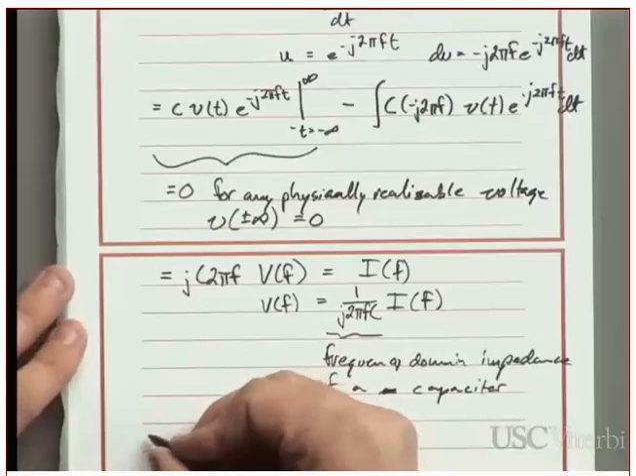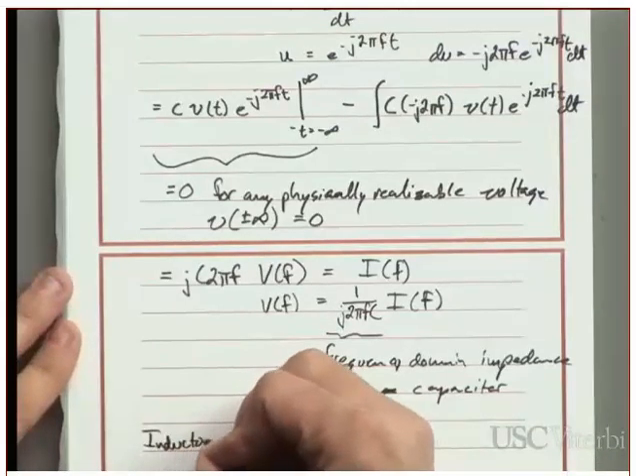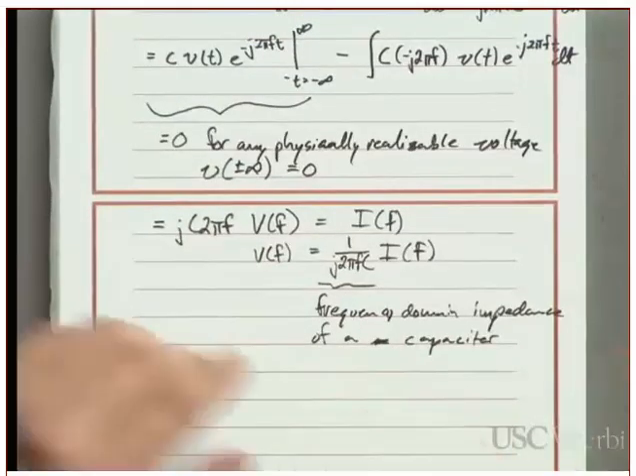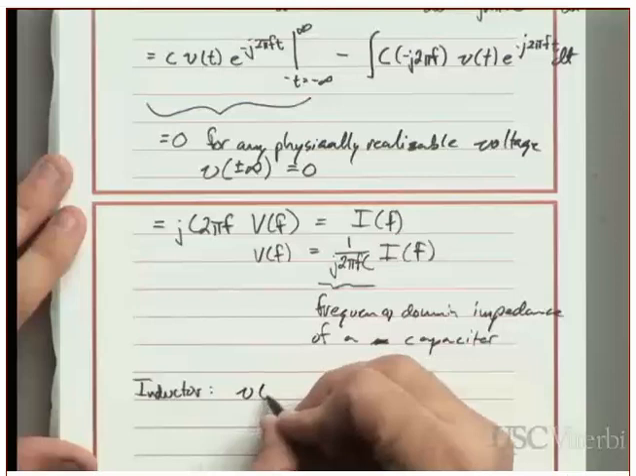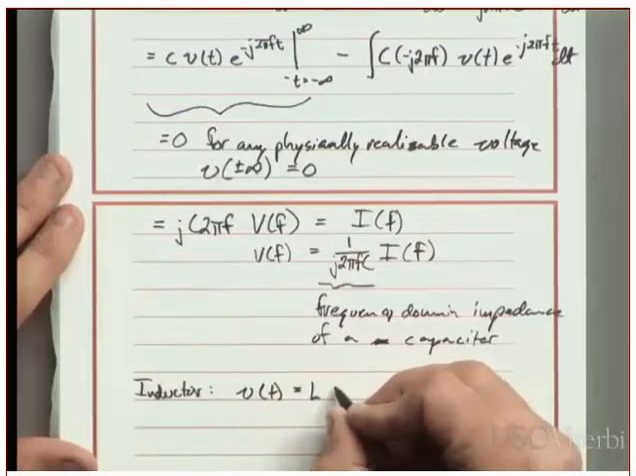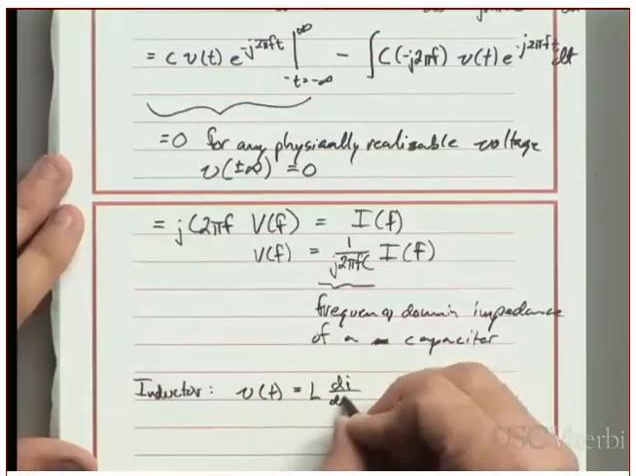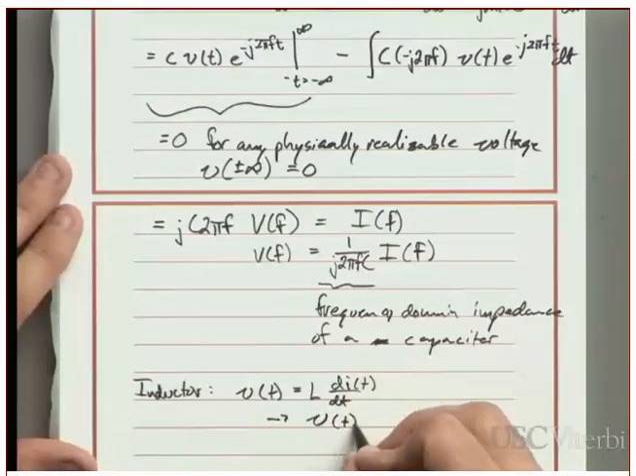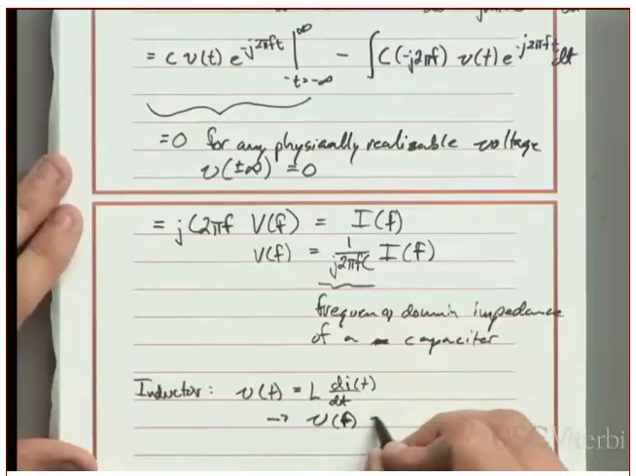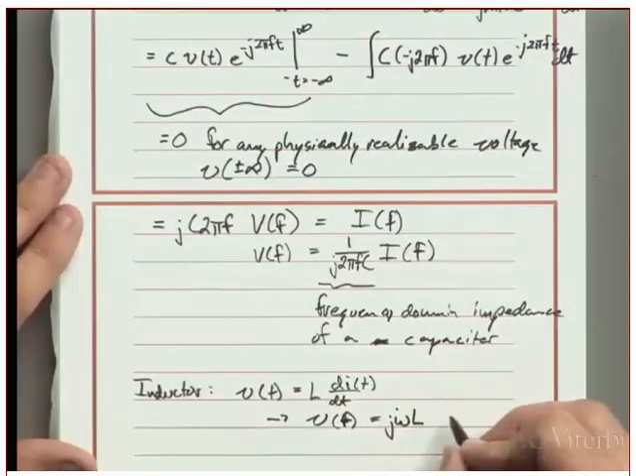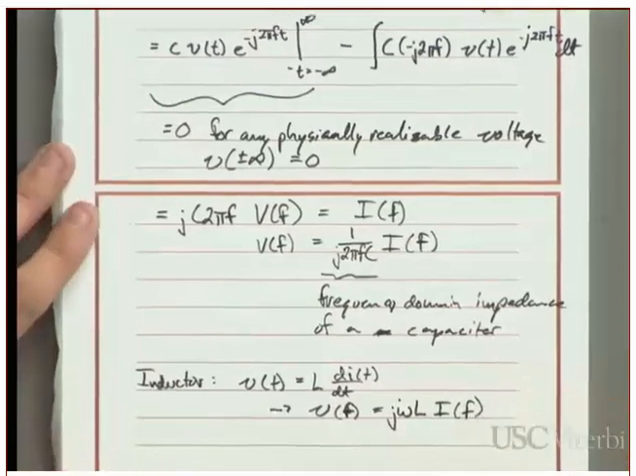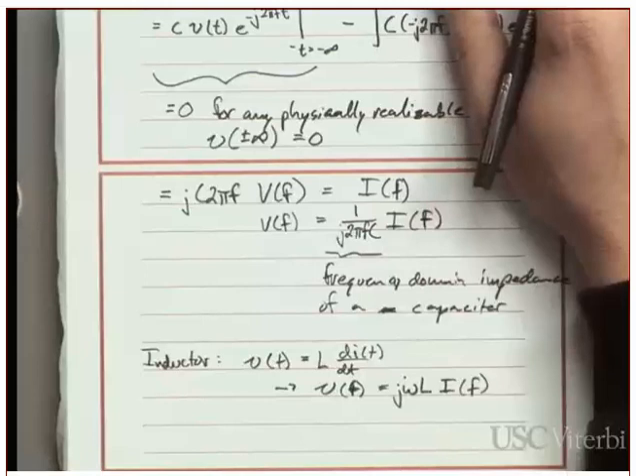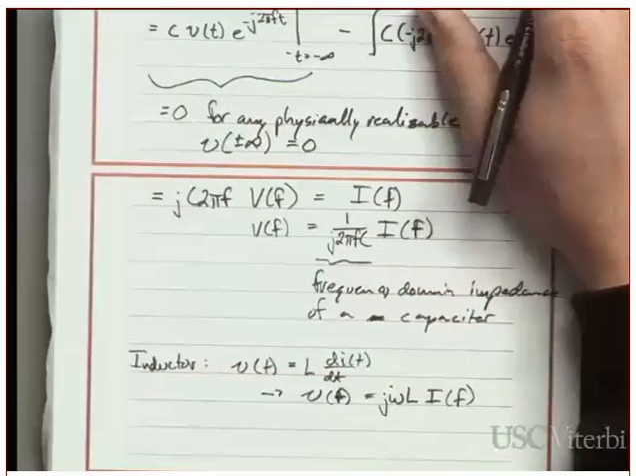Now for inductors, I won't go through the whole thing again. But the inductor current voltage relationship is like this in time. And so in the frequency domain, it's j omega L times I of f. And so those are the things that you'll most commonly use when dealing with circuits that have capacitors and inductors.